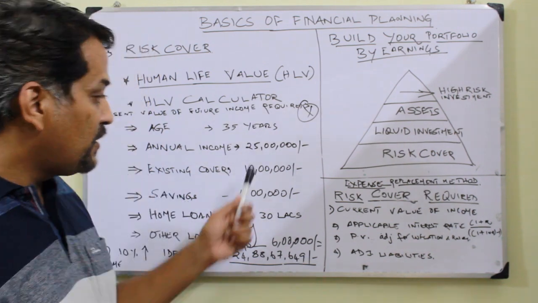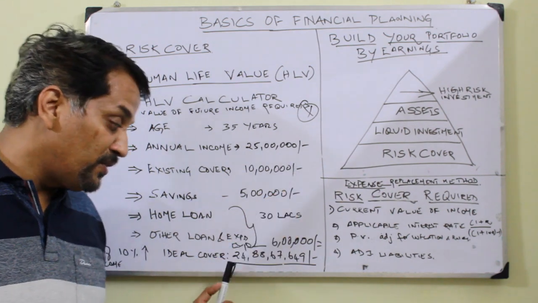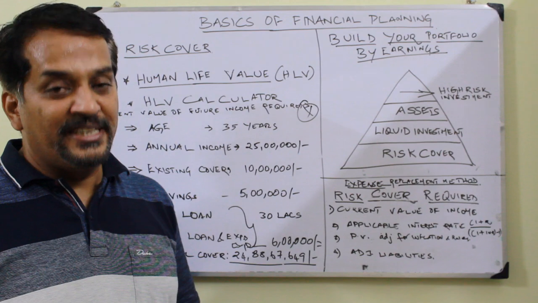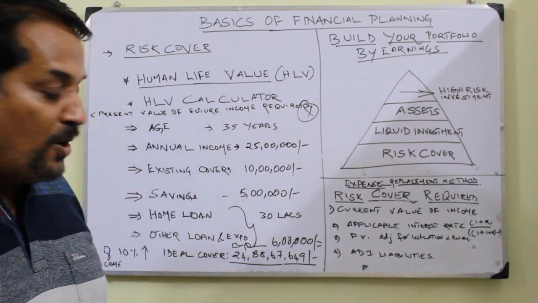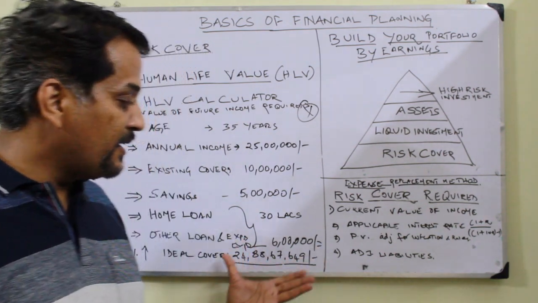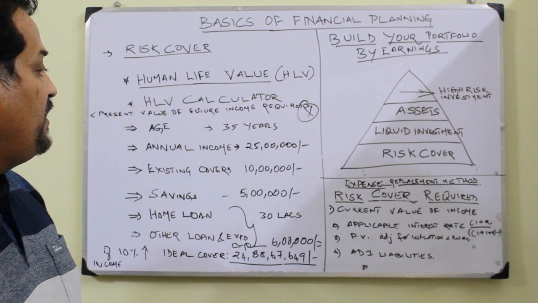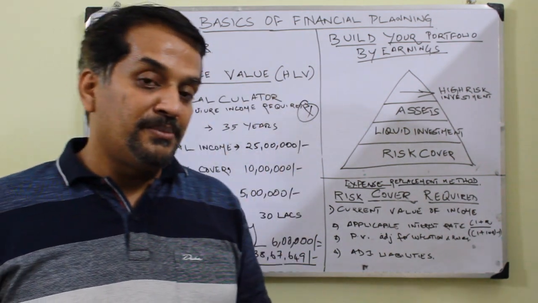So 25 lakh is the sum assured, and 24 crore is required. Almost 100 times, that's what it says. We will come to how much is in fact required, but this is the calculation by the human life value calculator, HLV, for the income replacement method.